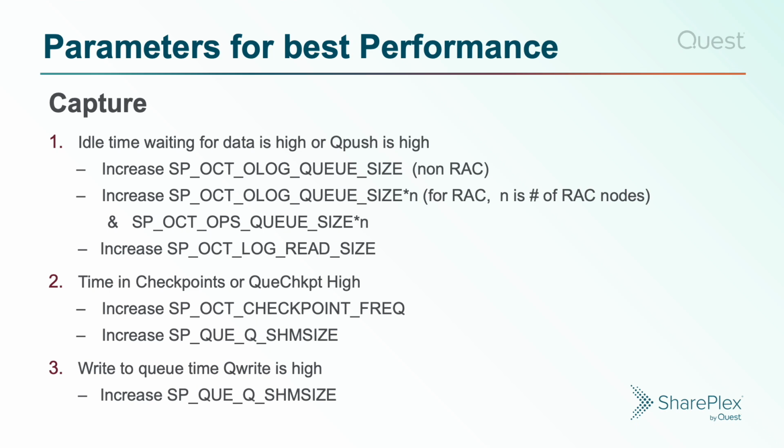And if the time in the checkpoints or queue checkpoint is high, you'll increase the parameter SPOCT checkpoint frequency and also increase SPQQ shem size. SPQQ shem size is a memory parameter that applies to the capture queue and also the export queue. Now, write to queue time. If queue write is high, you would increase SPQQ shem size. Queue write is basically the time spent by capture writing to the capture queue. So the capture process is spending time writing to the capture queue.